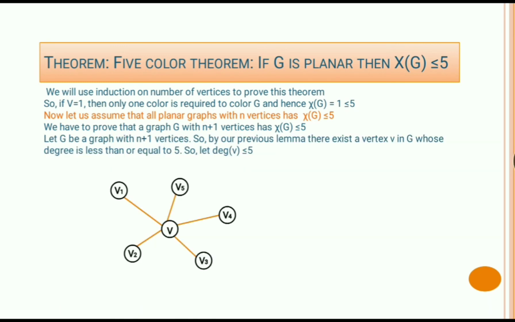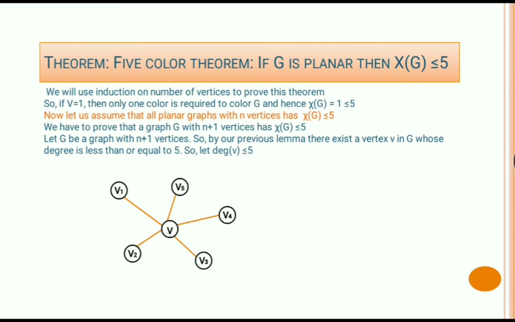So let G be a graph with n plus 1 vertices. By our previous lemma, there exists a vertex V in G whose degree is less than or equal to 5. So let the degree of vertex V be less than or equal to 5. G is any graph with n plus 1 vertices.